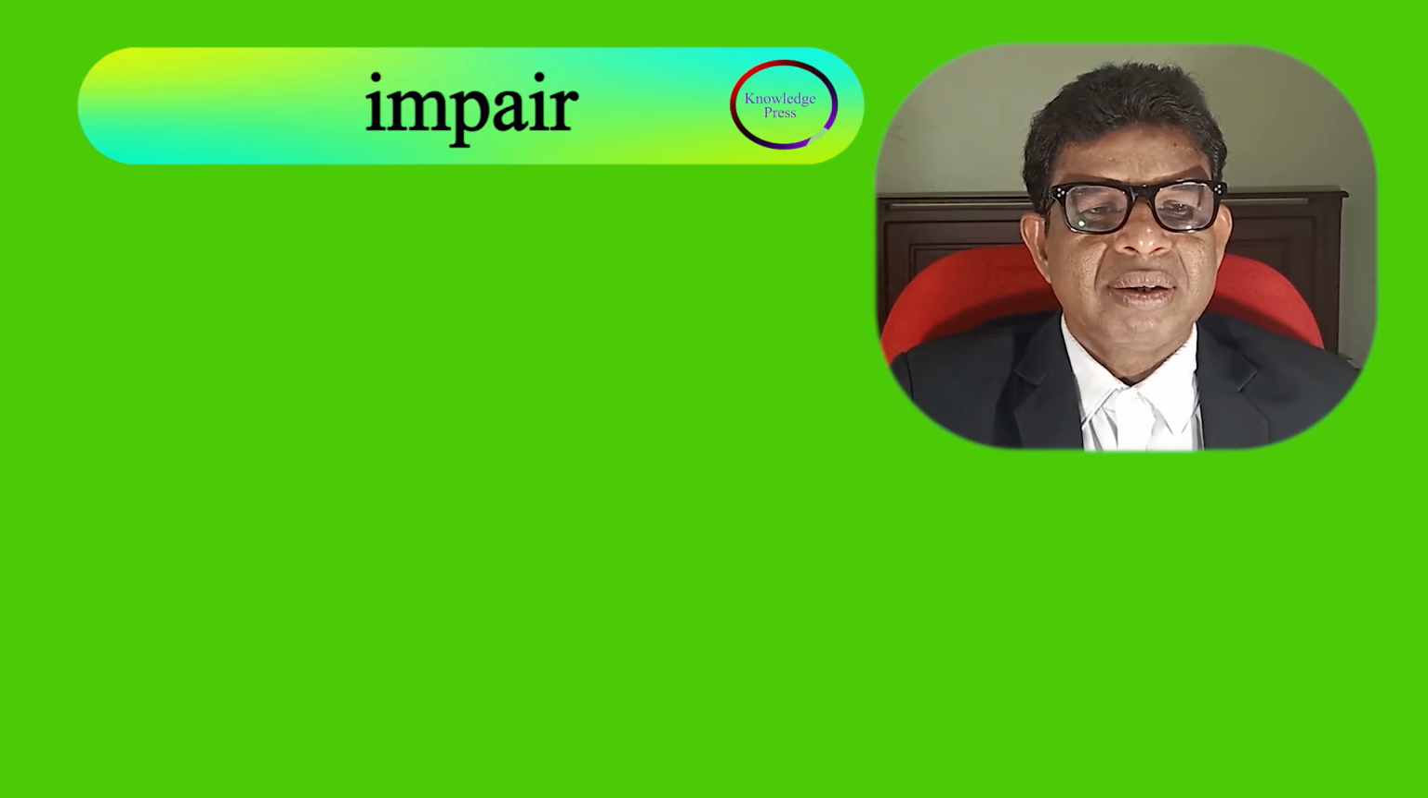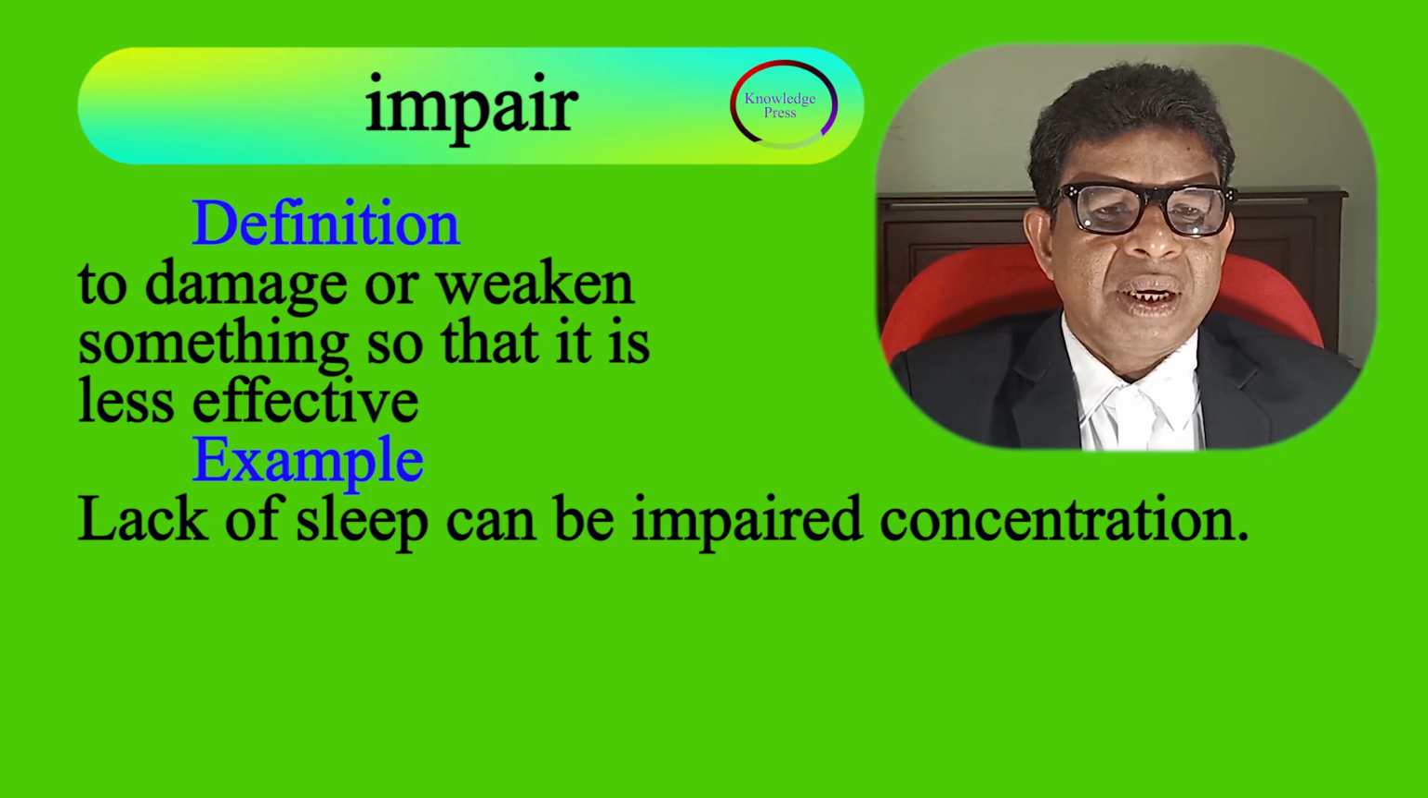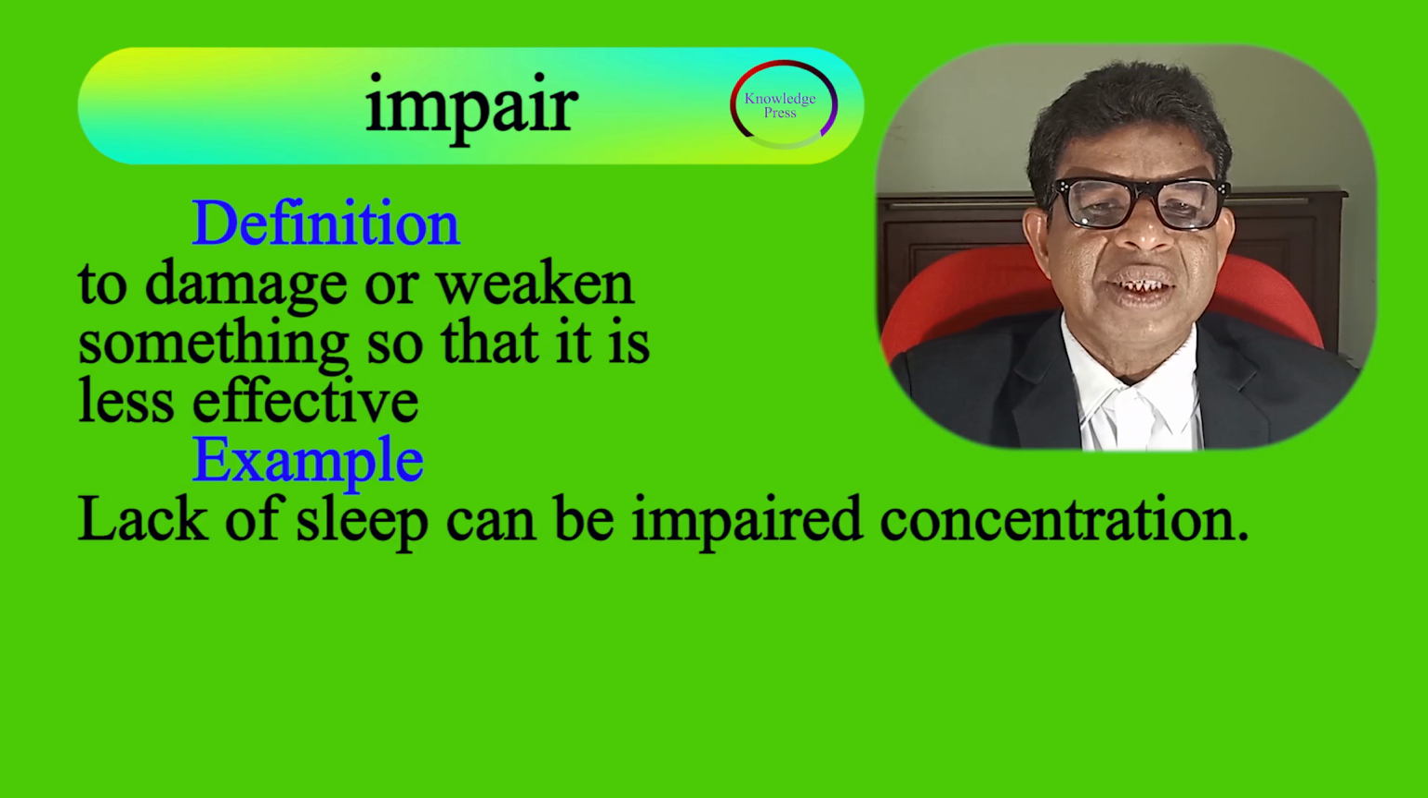Impede. Definition: to damage or weaken something so that it is less effective. Example: lack of sleep can impair concentration.